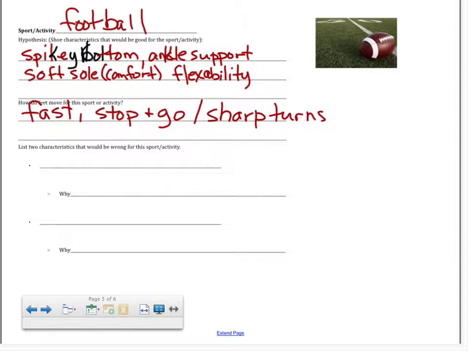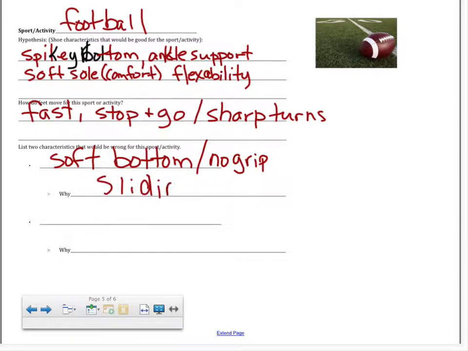What are some characteristics that would be wrong for this sport? Give me a characteristic of a belly shoe. Soft bottom, which means no grip. Why would that be wrong? Because you won't be able to... You would be sliding. Yeah, and we don't need a bunch of people sliding down the football field.